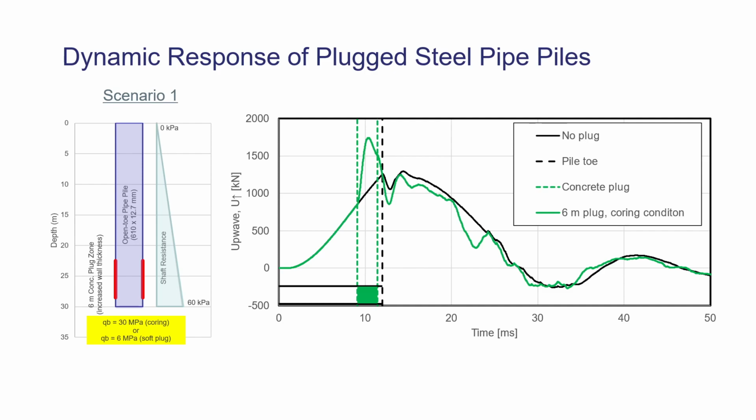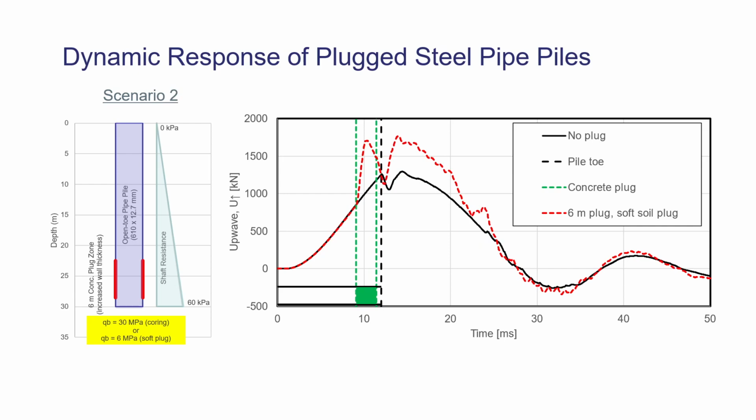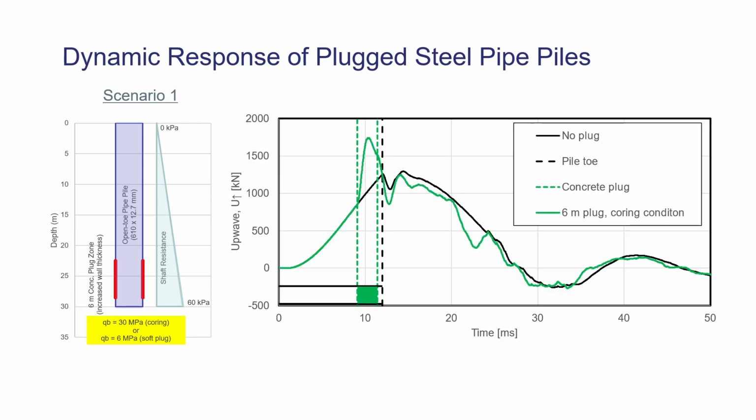So there's my upwave, the green signal, and it's not too bad. You can still quite clearly see where the toe is. The toe being the dashed line, the 2L over C, 2 times the length over the wave speed. And by the time I go and double, we'll go back. This was the coring condition, so the early couple blows, just looking at resistance on the pile toe.